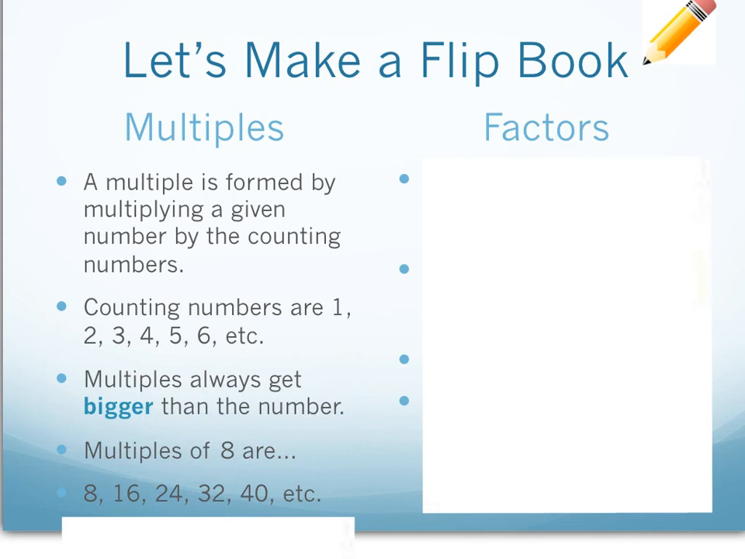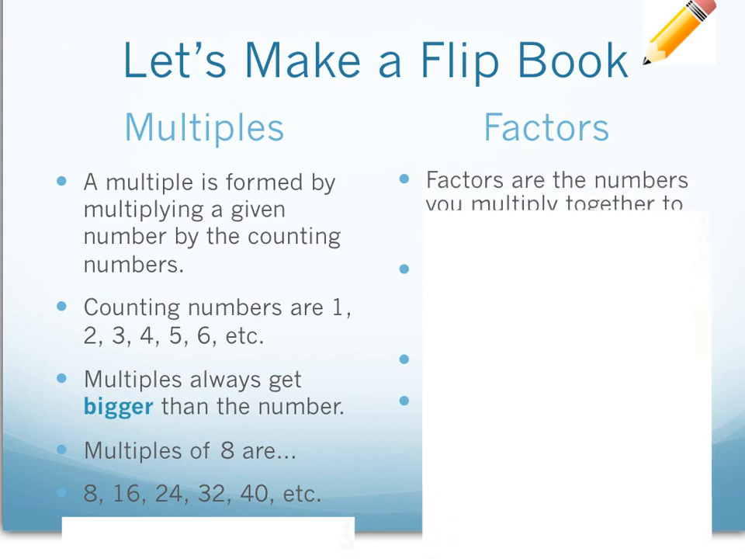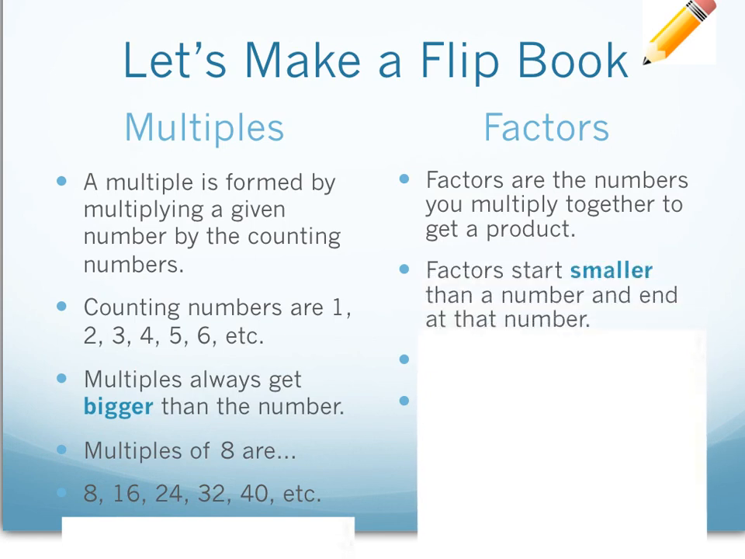Now let's think about factors. We already know about factors, but let's take some notes so that we don't confuse them with multiples. Factors are the numbers that you multiply to get a product. The big clue for factors is that factors start smaller than the number and end at the number. You cannot have a factor of a number that is bigger than the number that you started with.